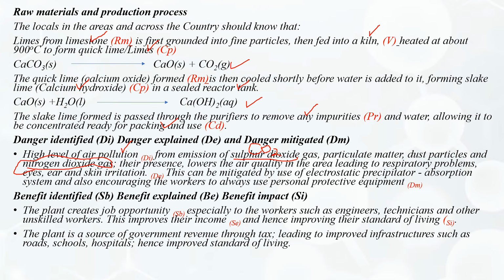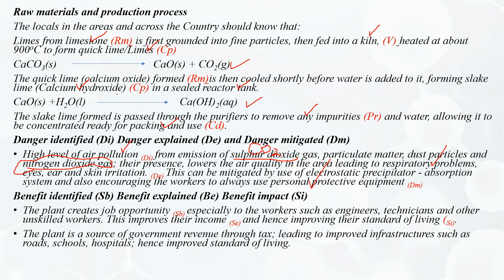After talking about the danger, they're saying that their presence lowers the air quality in the area, leading to respiratory problems. Now that is the effect. This can be mitigated by use of an electrostatic precipitator system, and also encouraging workers to always put on personal protective gear. That is the mitigation. So you can see this point is very well explained and mitigated.